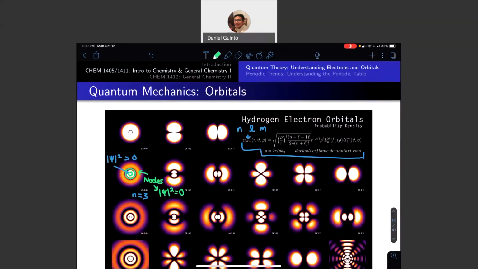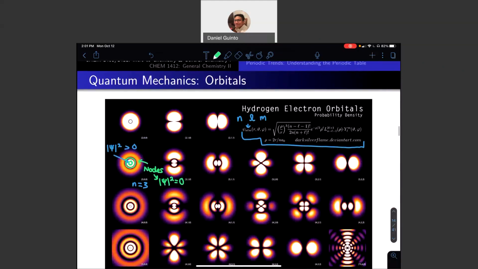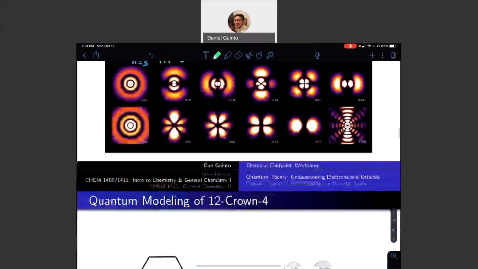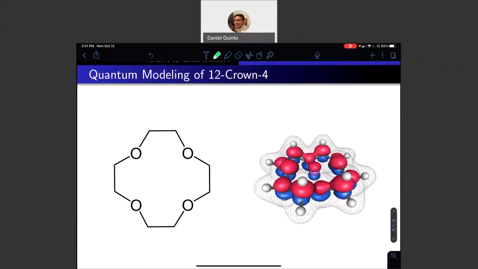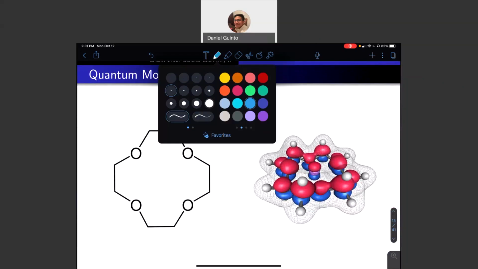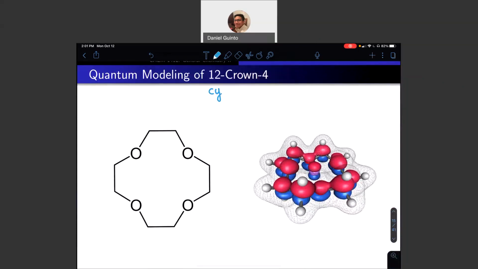And that's an important thing to know when dealing with quantum numbers. So now that we've seen it in a very theoretical case, let's look at it in a more practical one. The way we're going to look at this is through the quantum modeling of a molecule known as 12 crown 4. 12 crown 4 is a cyclic ether, so I'm going to designate that as a cyclic ether.